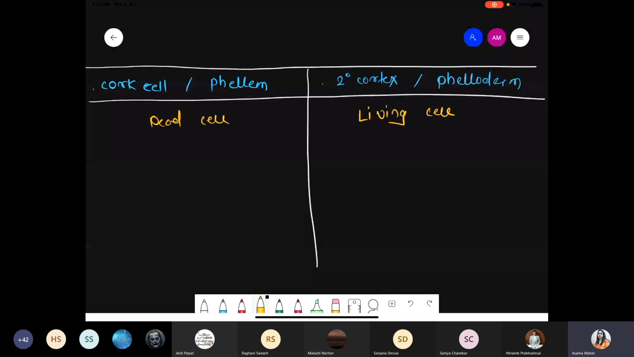Okay, now obviously we are talking about the dead cell. Dead cells are cells where there is a deposition of some material.